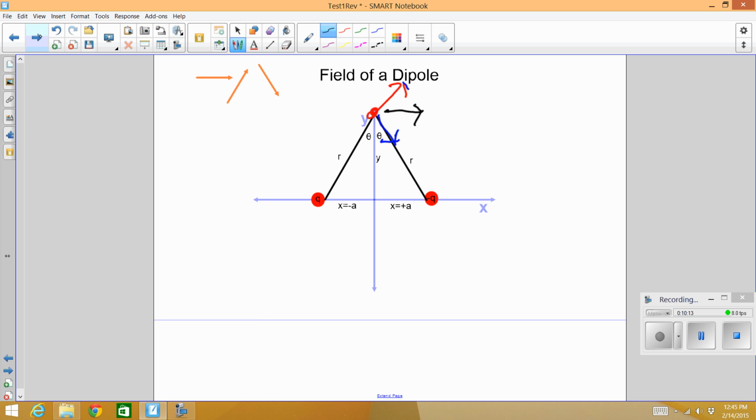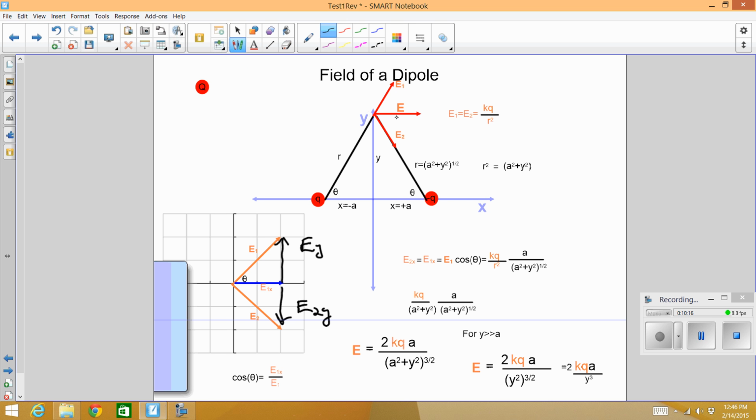The calculations are done here. In order to add these two vectors, E1 and E2, as vectors, the tip-to-tail method shows that they add up like this to this vector E. We have to find the direction of E. We already know the direction, it's to the right, and we have to find the magnitude of E. Basically that involves finding the X components, because the Y components cancel out. Each of these vectors that we originally had here has a Y component that cancels out the other one. So all we need to do is calculate the X component here in the bottom.